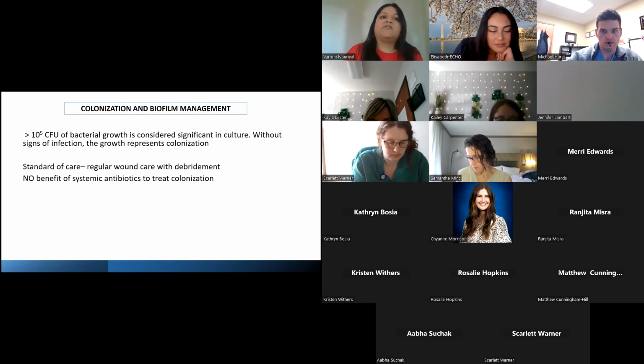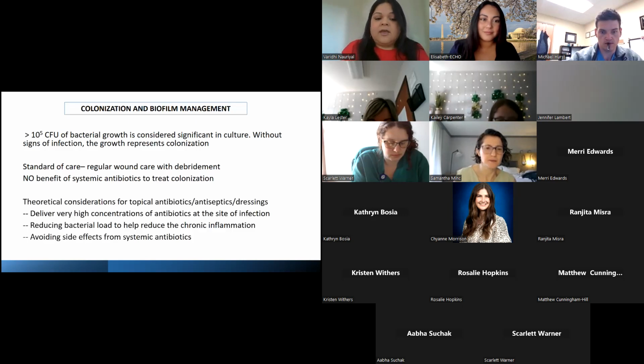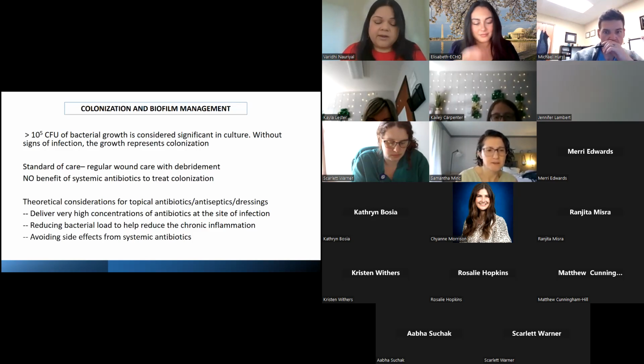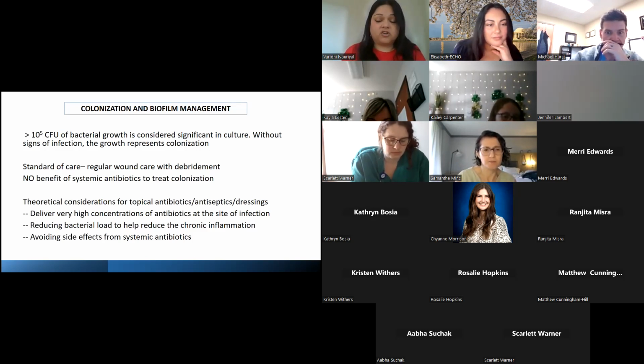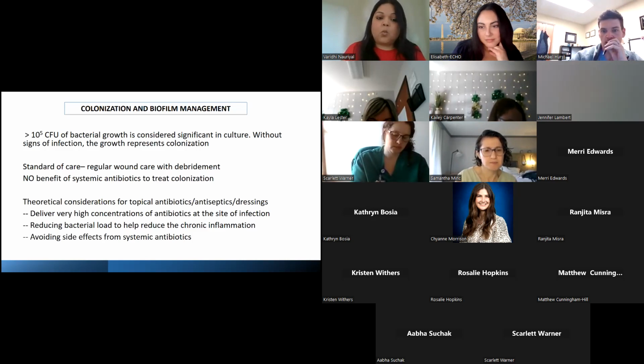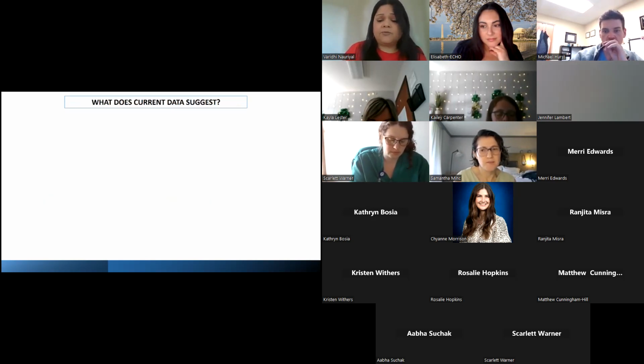And for all the reasons that we've talked about earlier, there's no real benefit of using systemic antibiotics to treat colonization. There are theoretical considerations for topical antibiotics, antiseptics, and dressings. These theoretical considerations have merit: if we use something that delivers a very high antibiotic concentration at the site of infection, could we help reduce the bacterial burden and the chronic inflammation while avoiding systemic side effects from antibiotic use? Because of these theoretical considerations, a lot of studies have been done.